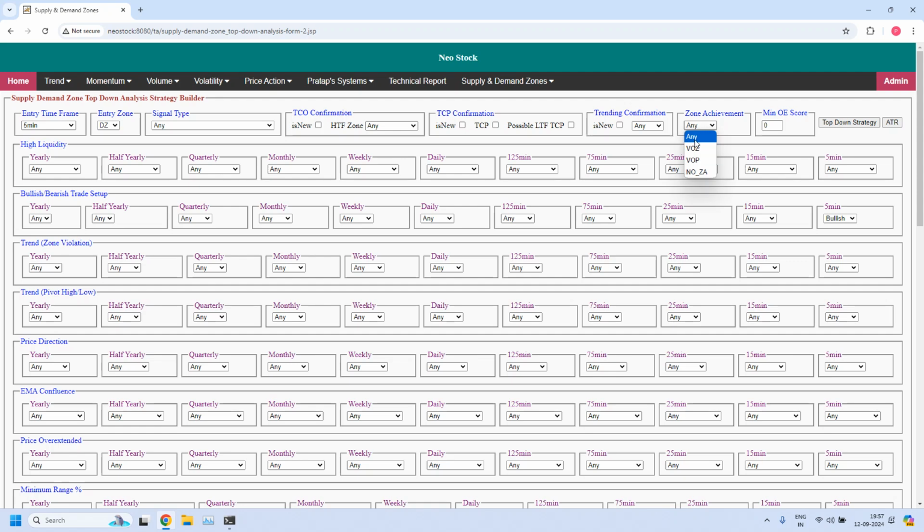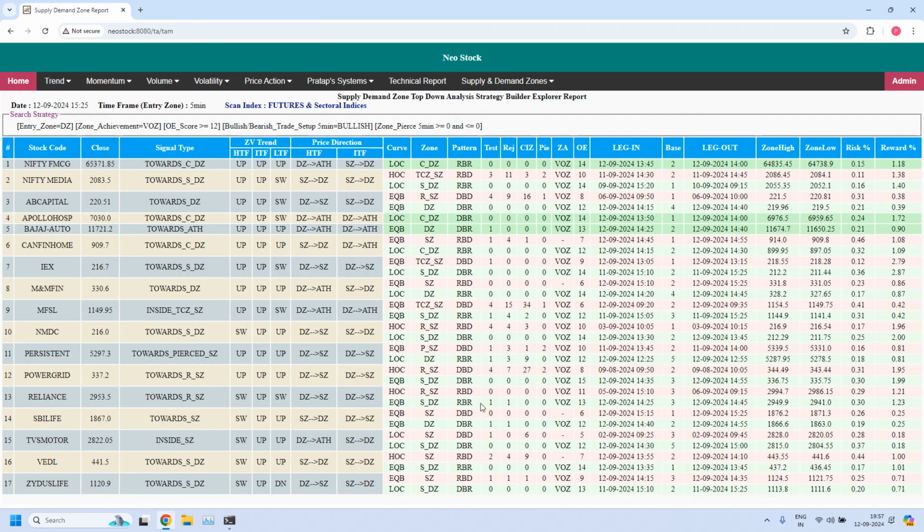And zone achievement should be violated opposing zone. Minimum odd enhanced score is 12. All the 3 filters are applied to 5 minutes demand zone. Now let's verify. So 17 stocks are filtered. All these 17 stocks are supporting bullish trade setup for hourly income trade.